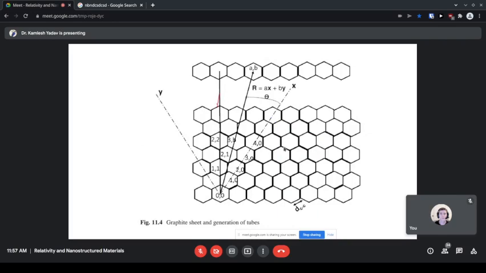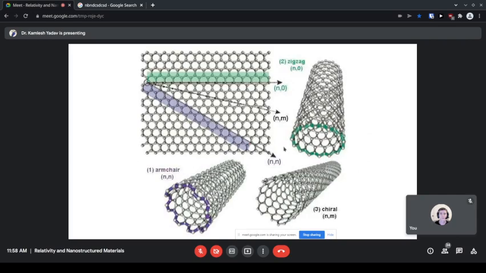You can either roll across this axis, you can roll across this axis, or you can roll across this axis. If you roll along this axis, then the structure will be different. If you roll across this axis, the structure will be different. And you will obtain different types of carbon nanotube.